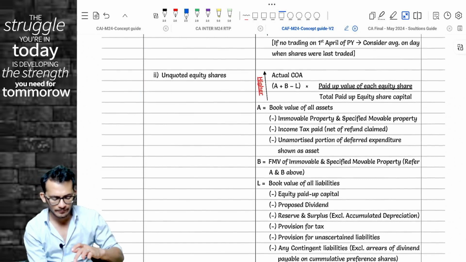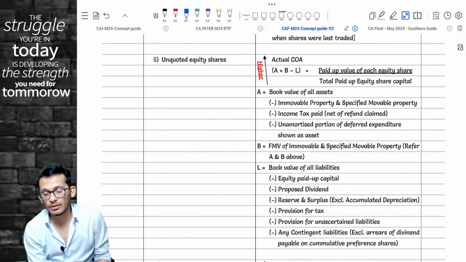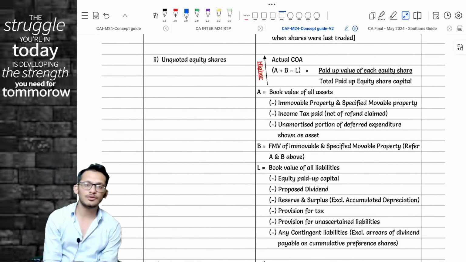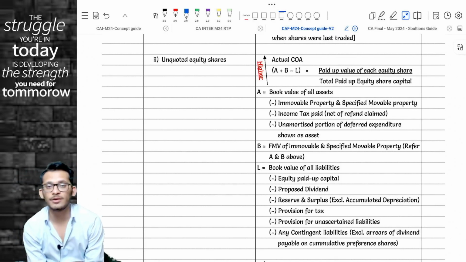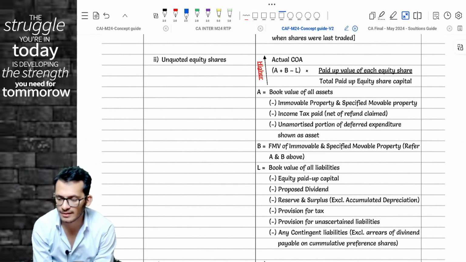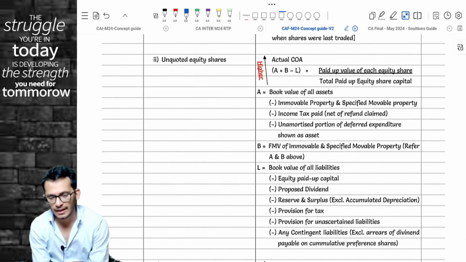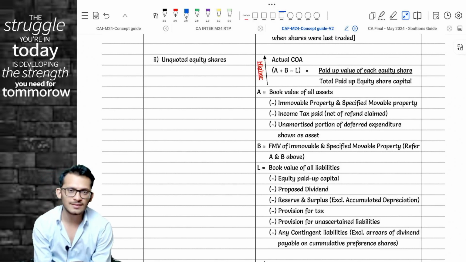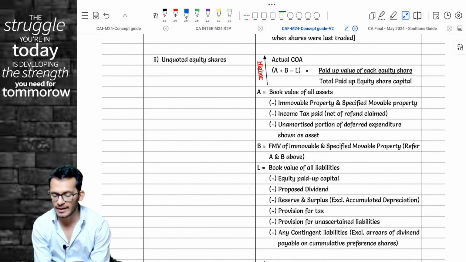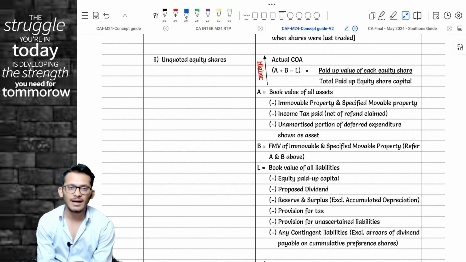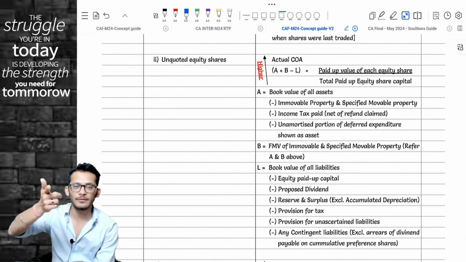Next, point number 3. Unquoted equity shares. Now we discussed that when it comes to unquoted equity shares, you have to find out the net worth of the business. Yes or no? Yes. How do you find the net worth of the business? Rahul, you do assets minus liabilities, but assets also will have a breakup. Assets also, you have to understand which type of asset you are talking about.